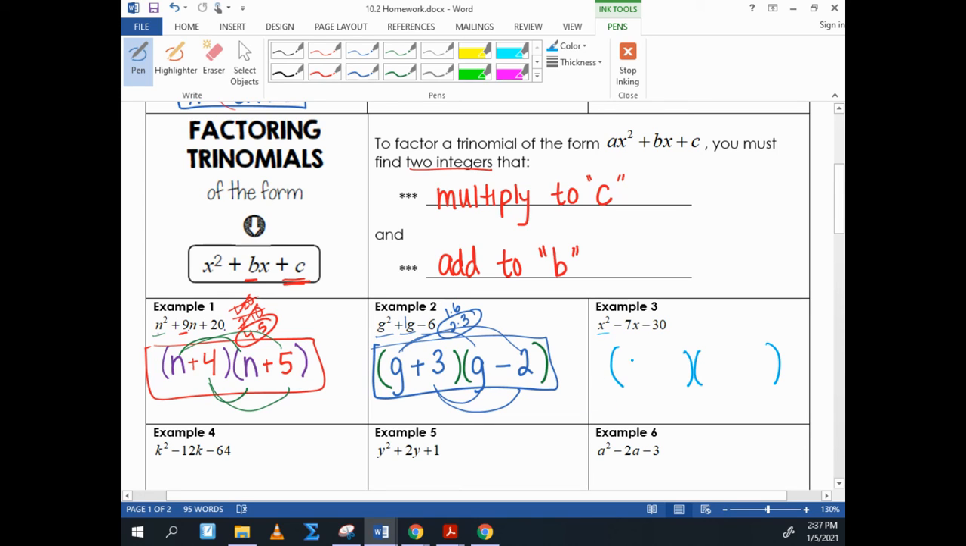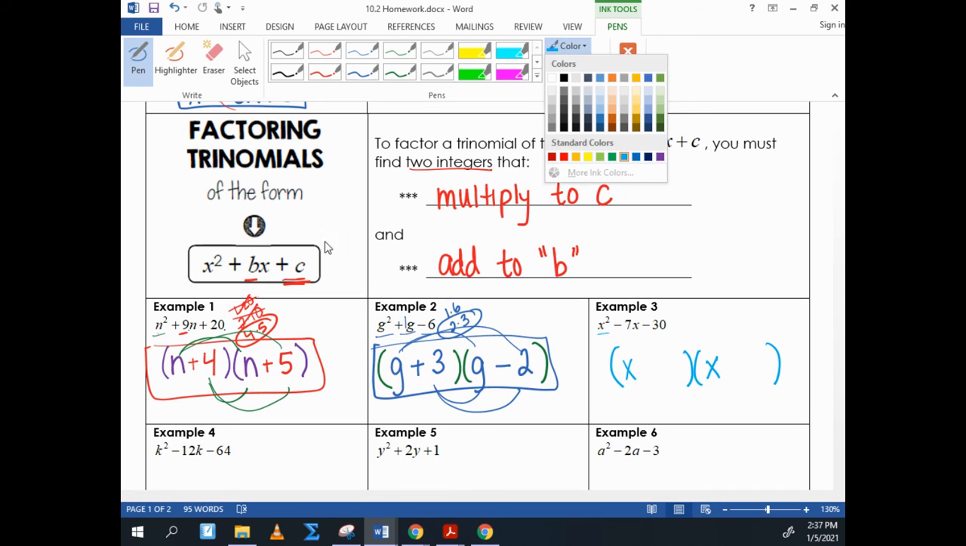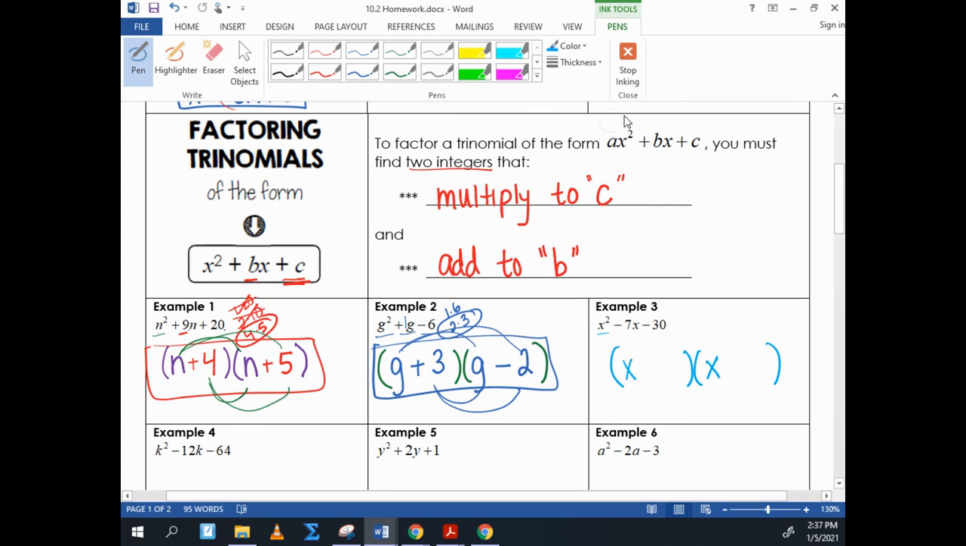So again, I look at my variable. It's going to be an x. X goes in the first places right there. And then I'm going to next factor my c term, my last term right here. I'm going to factor that. So we're going to look for all the numbers that multiply to 30. There's a lot of these.